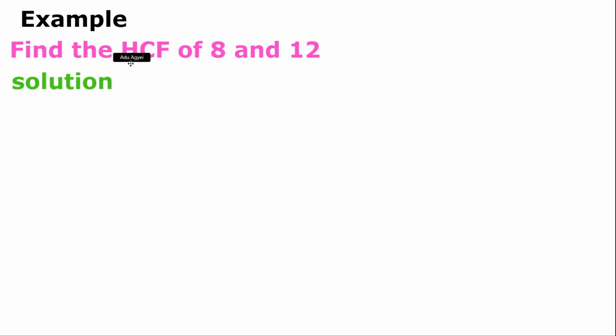Then the H here means the highest or the biggest in the common factors. So the HCF is the highest in the common factors. By finding the highest, first you have to find the factors of what? The two given numbers. And then you find the common numbers that appear in the factors of 8 and at the same time in the factors of 12. Common factors, next let's say factors of 8 and factors of 12.